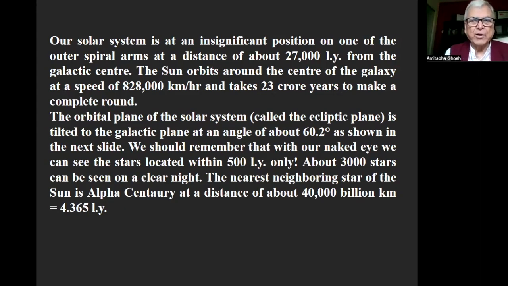The orbital plane of the solar system is also called the ecliptic plane, which I will discuss. It is very important, this ecliptic plane. It is tilted to the galactic central plane at an angle of about 60.2 degrees, as shown in the next slide. We should remember that with our naked eye, we can see the stars located within only 500 light years. All the astronomy done by ancient astronomers was confined to a very small tiny sphere around the sun with a radius of 500 light years.